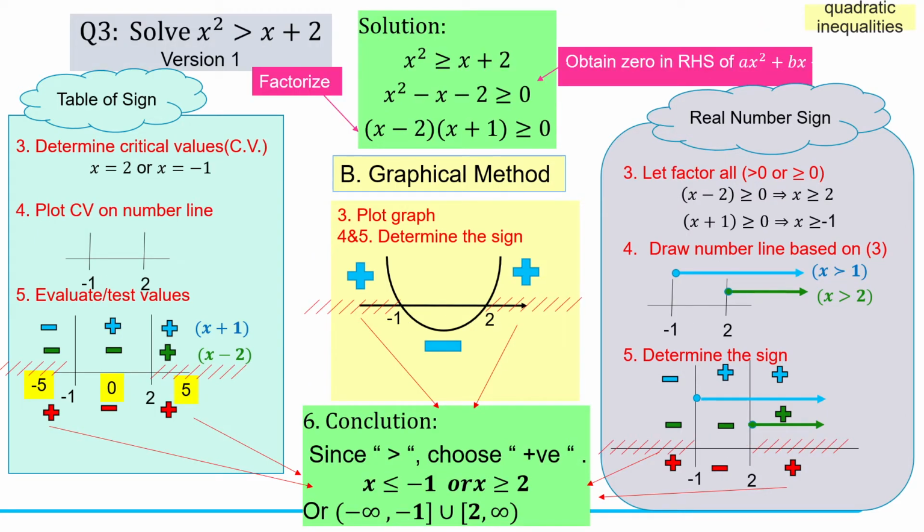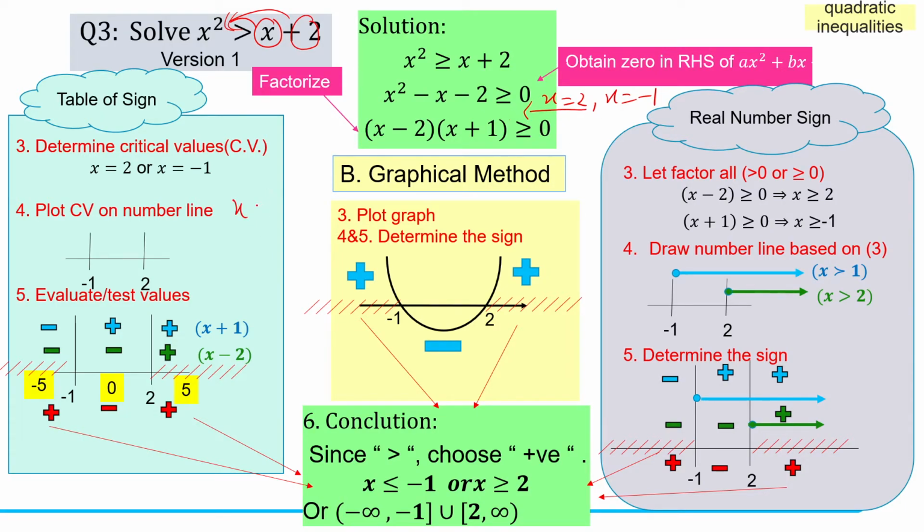Now if you have a question, x squared greater than x plus 2, first thing, we want to force our a to be positive. So we move our x plus 2 to the left hand side. So that's why I have x squared minus x minus 2. I can use the calculator to give me x equals to 2 and x equals to -1. How to rewrite back into the factor form?